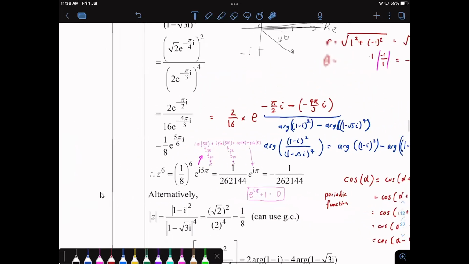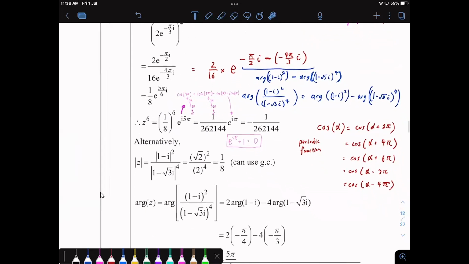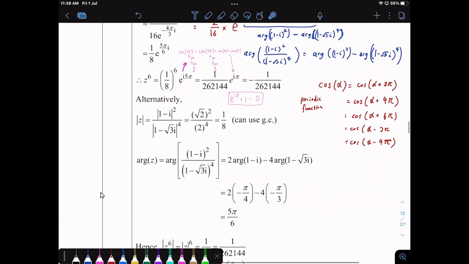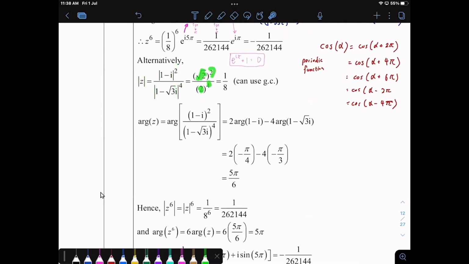Then yet another alternative is to straight away use the modulus and argument properties. So modulus of z is just modulus of numerator squared over modulus of denominator power 4. Then you get root 2 squared over 2 power 4. You know how to find the modulus. I think I don't need to explain this, right? Square root of a squared plus b squared. Then power 4, power 2. Then you simplify, use a calculator, 1/8.